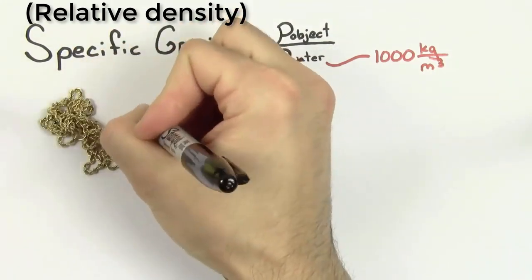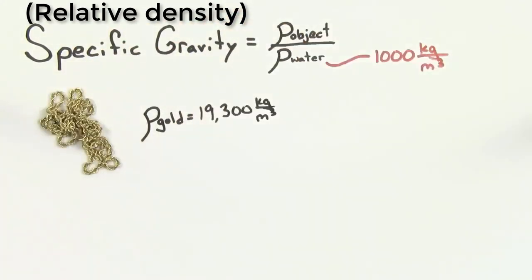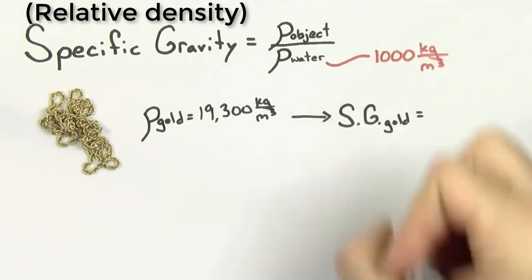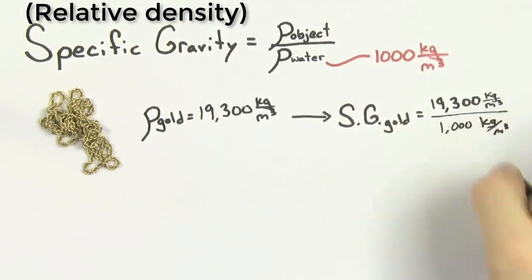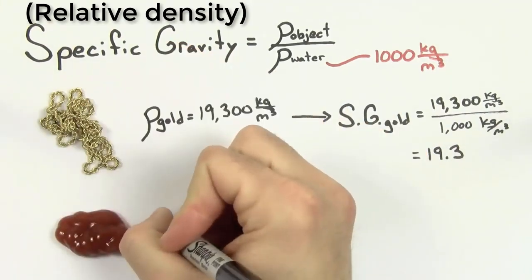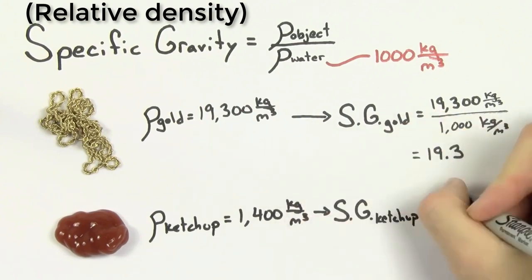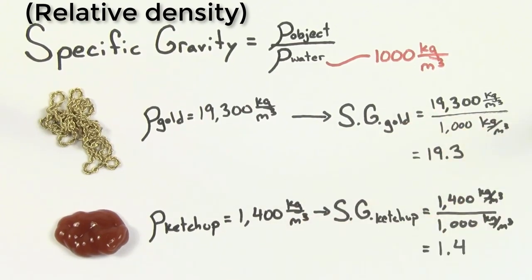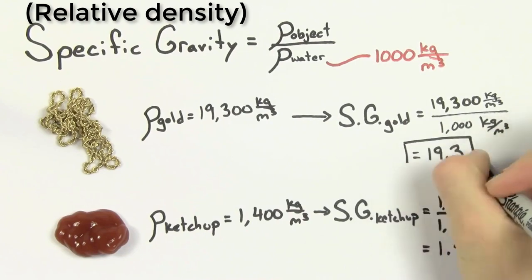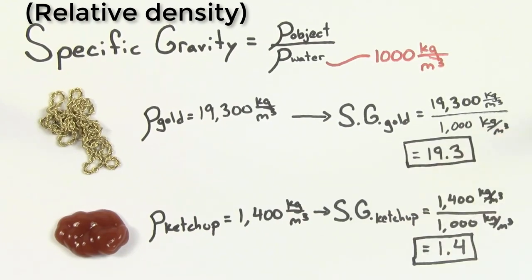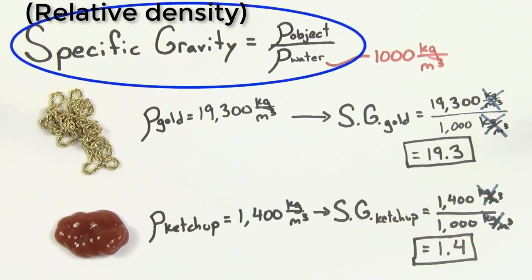For instance, the density of gold is 19,300 kilograms per meter cubed, so the specific gravity of gold is 19.3. The density of ketchup is 1,400 kilograms per meter cubed, so the specific gravity of ketchup is 1.4. Note, there's no units for specific gravity, because it's the ratio of one density to another density, so the units cancel each other out. Okay, so why even bother defining something called the specific gravity?